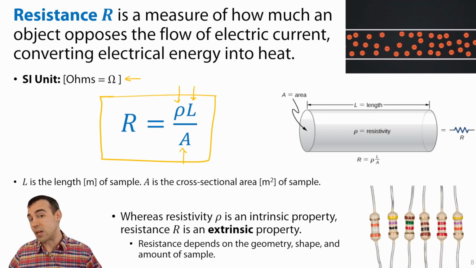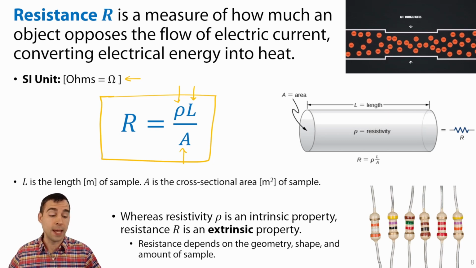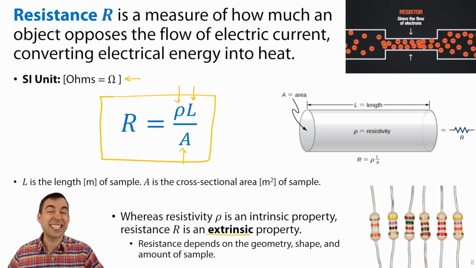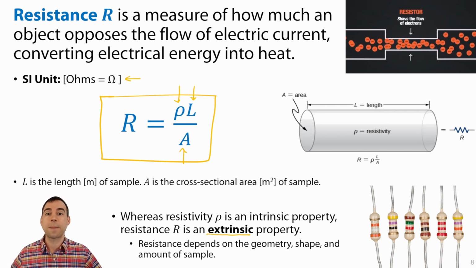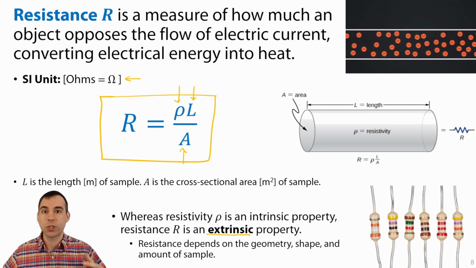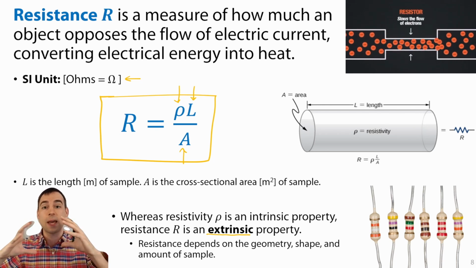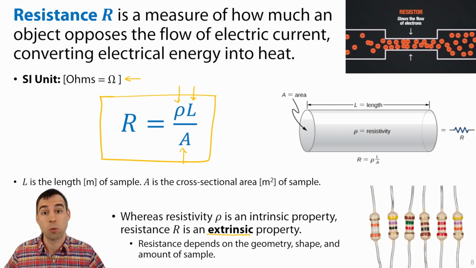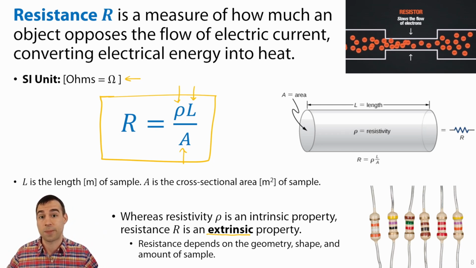Whereas resistivity was an intrinsic material property, the resistance is an extrinsic property. This means that it depends on how much of the sample we're talking about. The resistance will change based on the geometry of the sample and how large it is and how much of it we're actually looking at for the electric current to pass through.